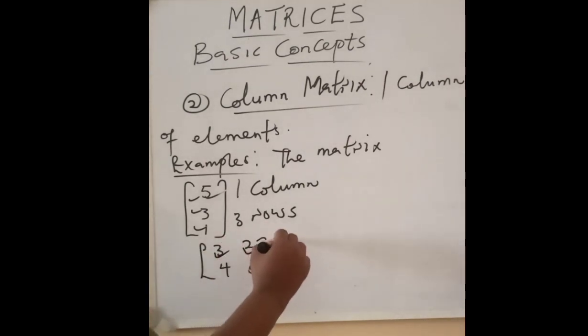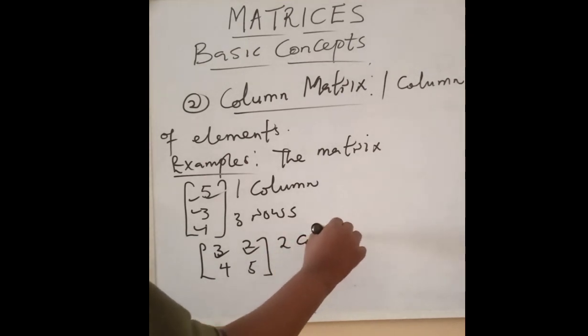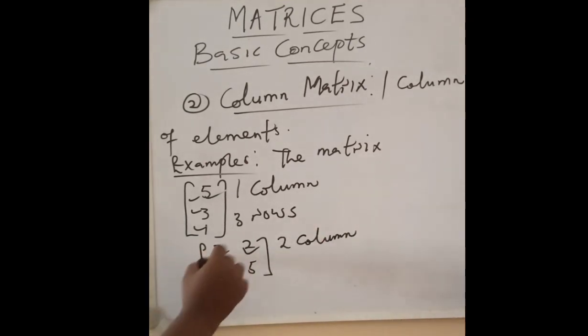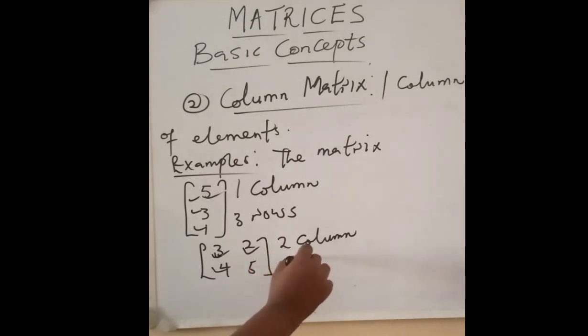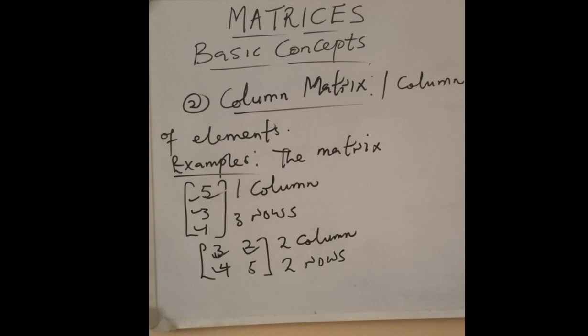Let's look at another example of a column matrix. Here we have 3, 4, 2, 5. It has 2 columns, 3 and 2, and it has 2 rows, 3 and 4, 2 and 5. That's another example of a column matrix. So here we've been able to differentiate between a row matrix and a column matrix.